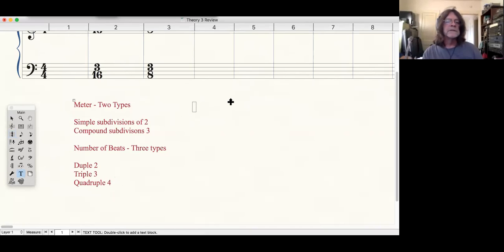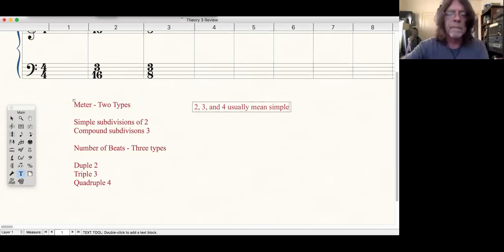If you remember down here, if you have 2, 3, and 4, they usually mean simple time. I'm going to make this smaller. 2, 3, and 4 usually mean simple time. That's the upper number. Does everybody understand that?